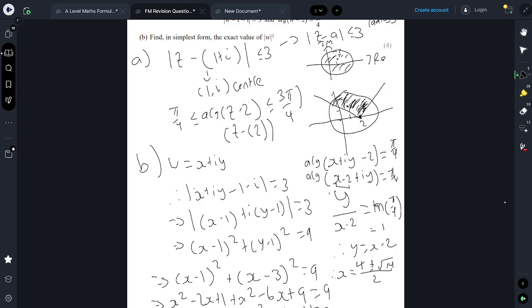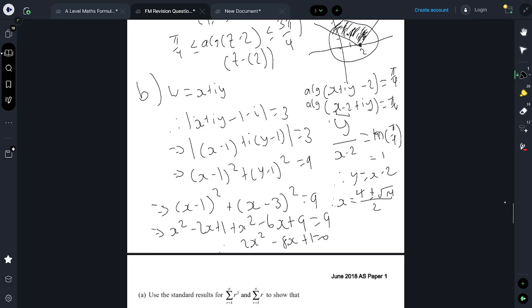Yeah, that's right. y is x minus 2. Okay, but I must have expanded it wrong then. Hang on. x minus 1 minus 2 is minus 3. x squared minus 2x plus 1 plus x squared minus 3x minus 6x plus 9 is 9. So then 2x squared minus 8x plus 1 equals 0.